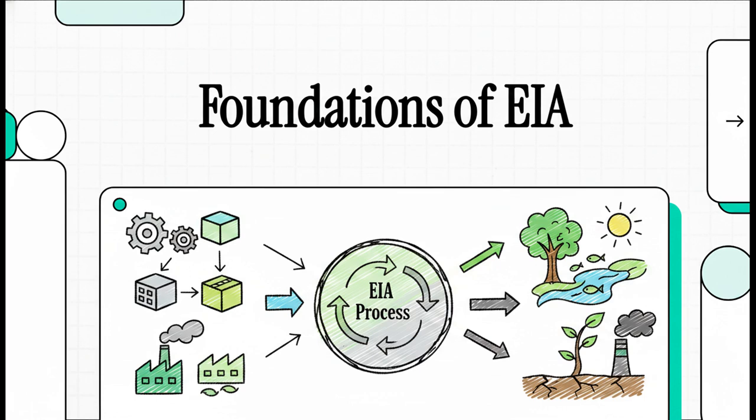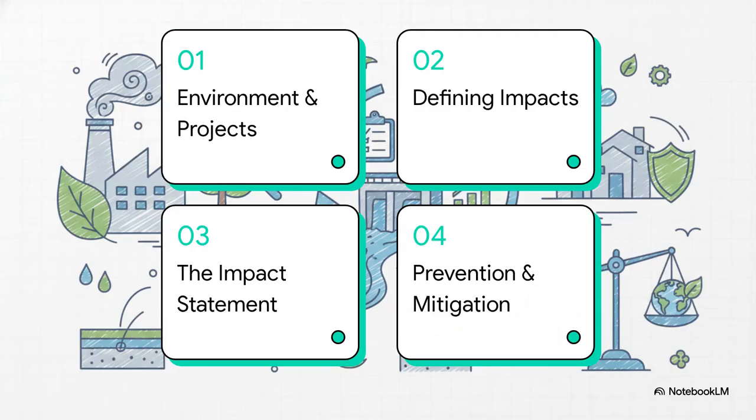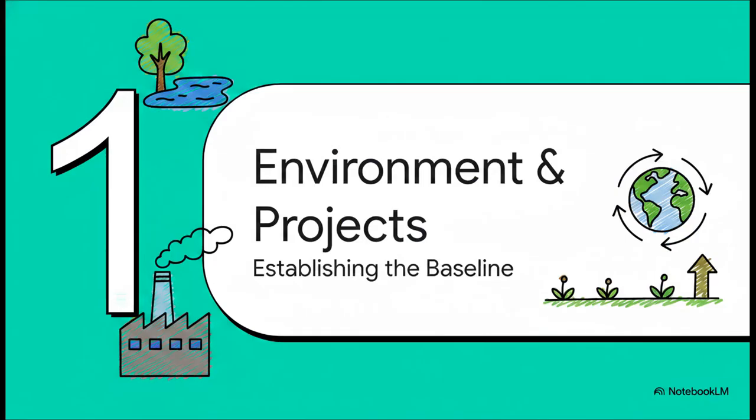Getting a solid grip on this right now is absolutely crucial for your success in this coursework and, honestly, way beyond it. So here is our roadmap for this explainer. We're going to hit the environment and projects, defining impacts, the impact statement, and wrap up with prevention, mitigation, and conservation. We'll see exactly how these interlocking pieces build the whole EIA framework. All right, let's kick things off with Section 1, the environment and projects, and establishing our baseline.